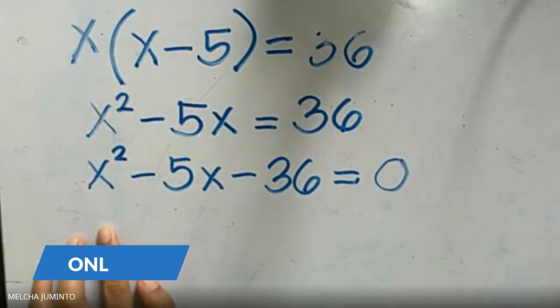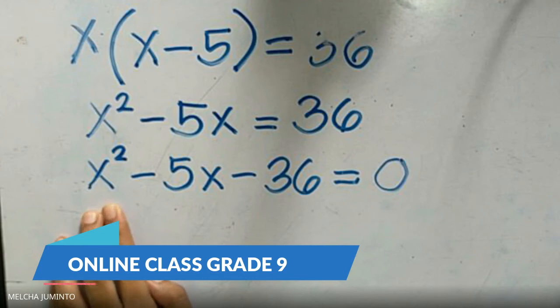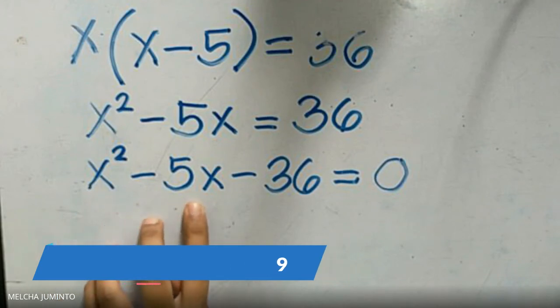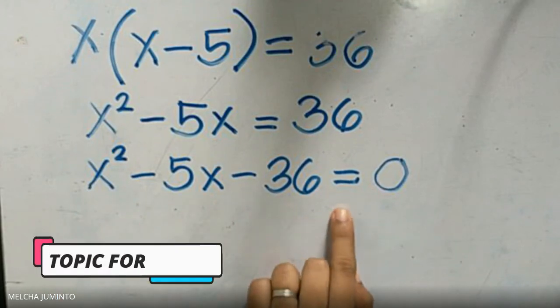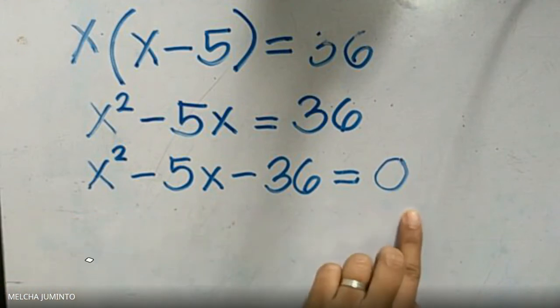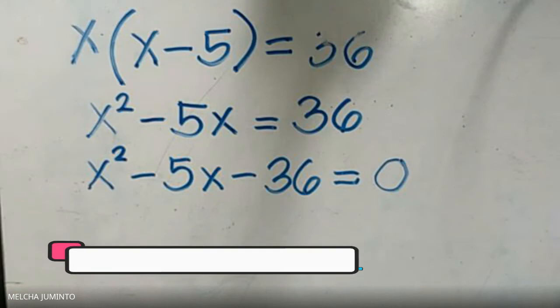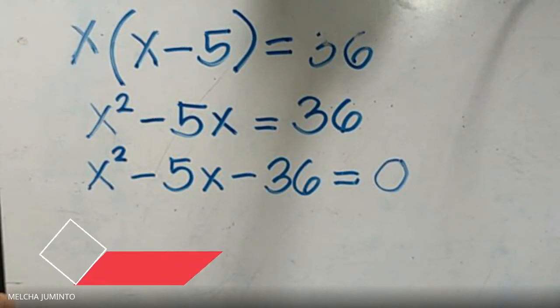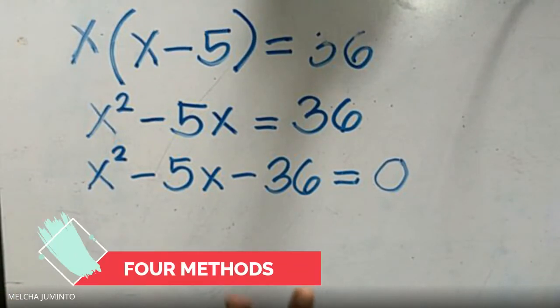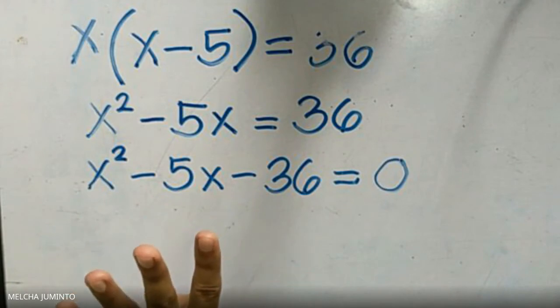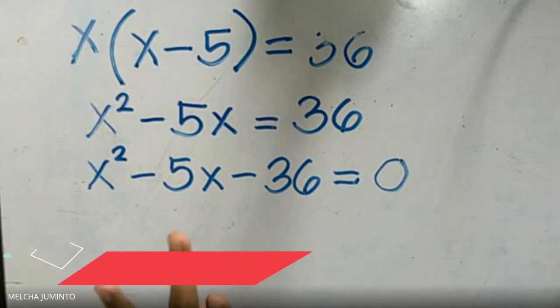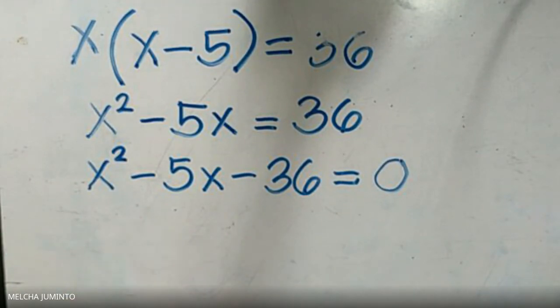The equation that I have written on the board is x squared minus 5x minus 36 equals 0. At this point, the equation is now a quadratic equation. Therefore, we can now solve the equation. Now, we will choose among the four methods: extracting the square roots, factoring, completing the square, and the formula.